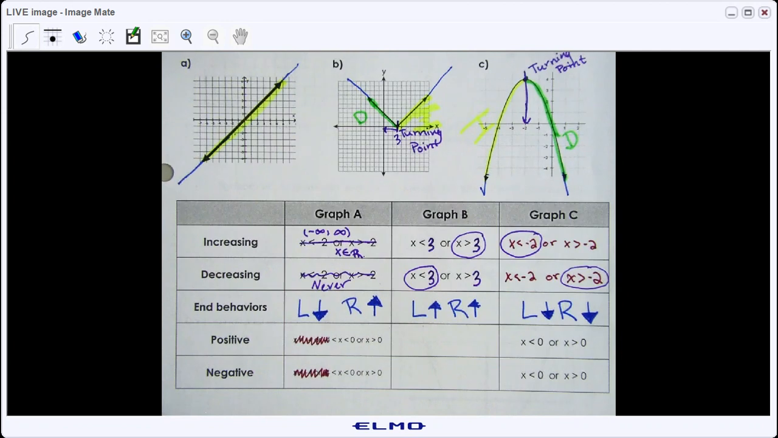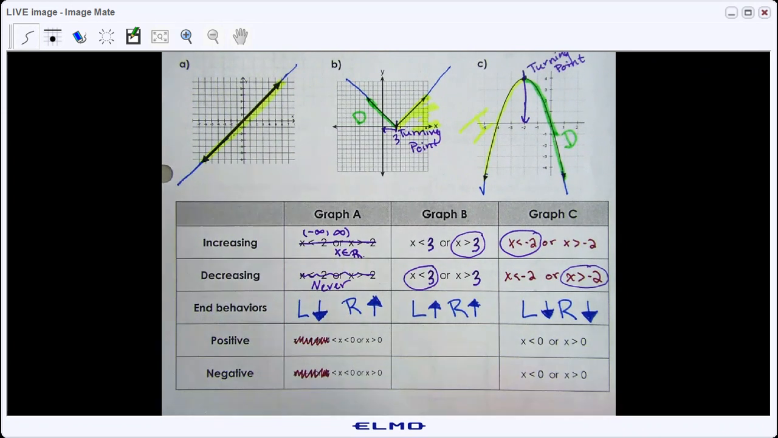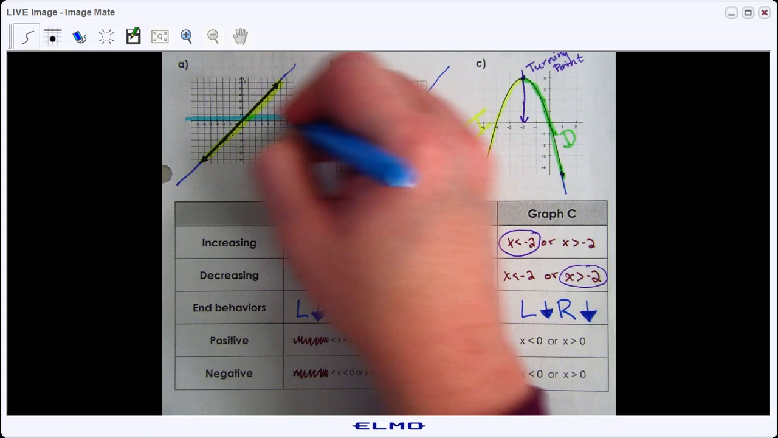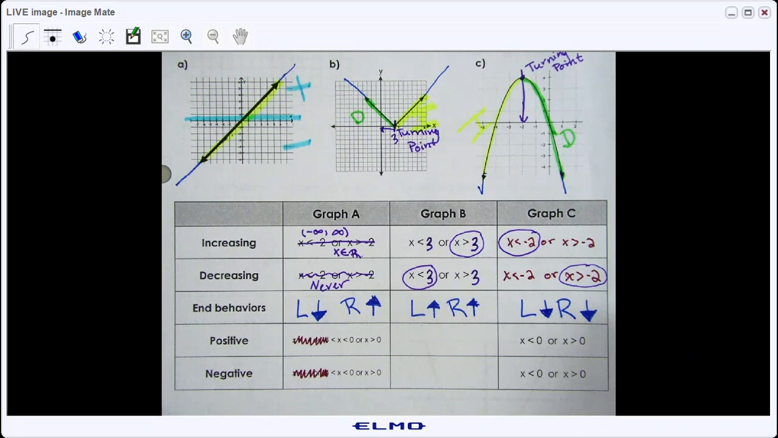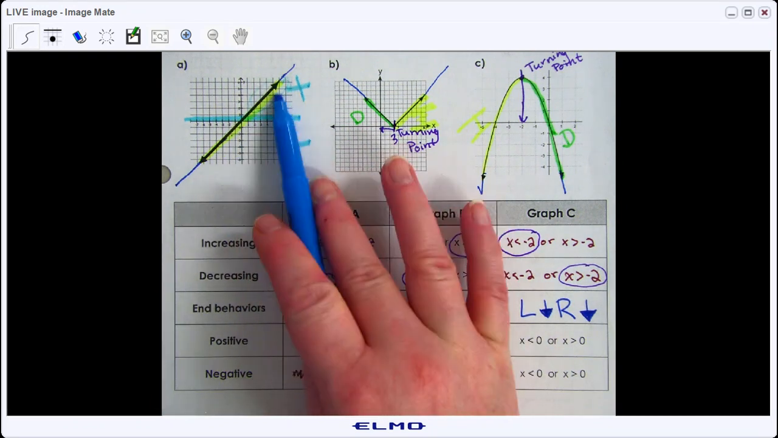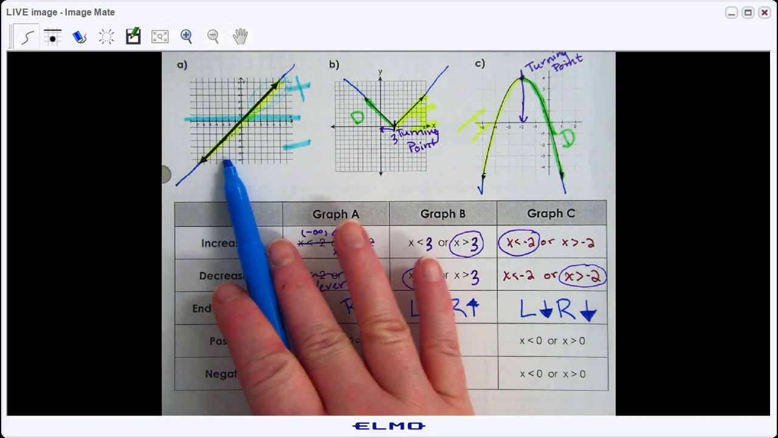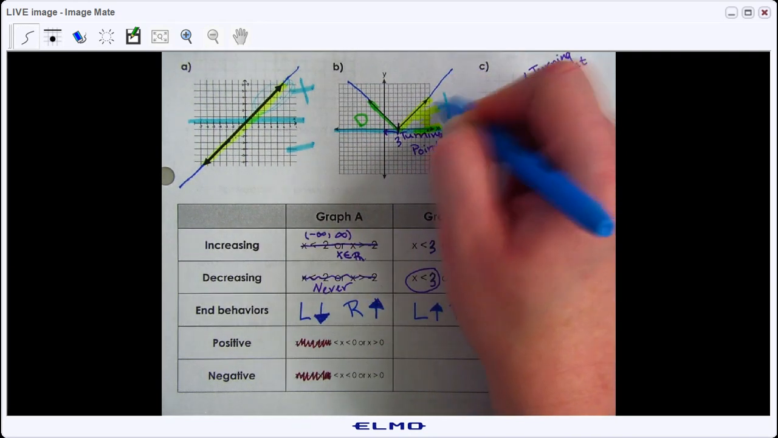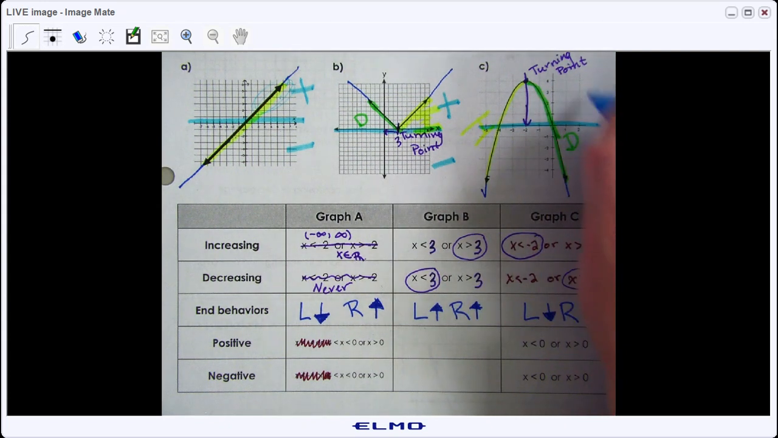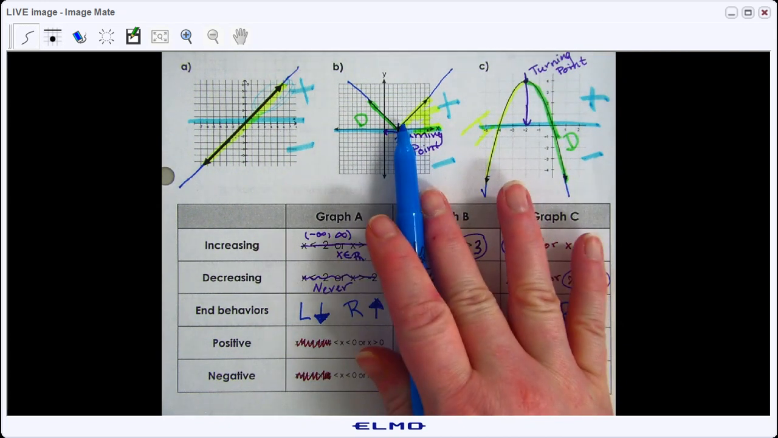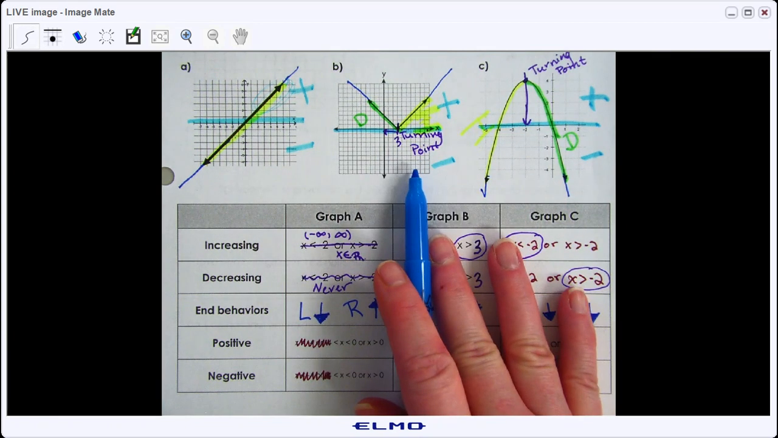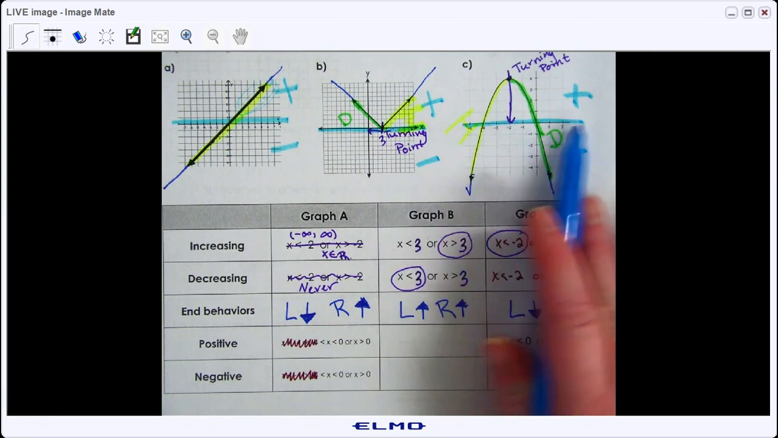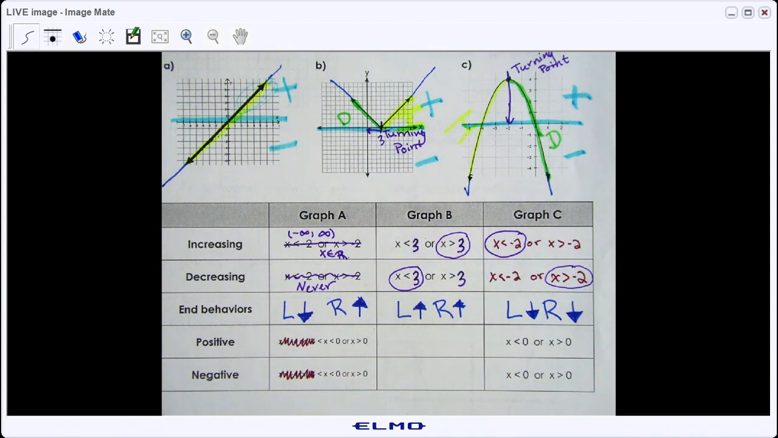So positive and negative, as I was saying, it's all about that x-axis. Positive is above the x-axis, negative is below. As I see with this line, I have some of it that's positive here and some of it that is negative here. For my second graph, all of it's up in the positive. There's nothing in the negative for that one. Whereas this one has some positive, some negative. So let's take a look at our questions here.